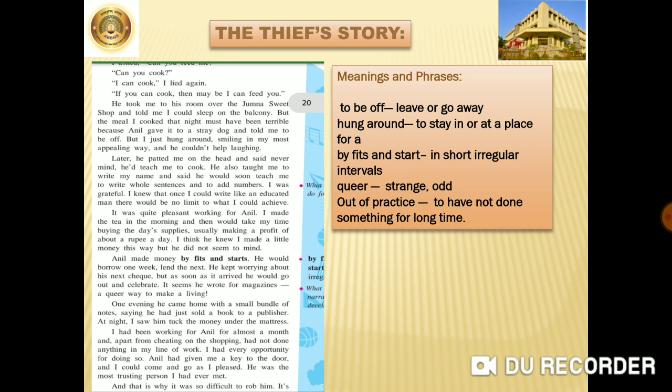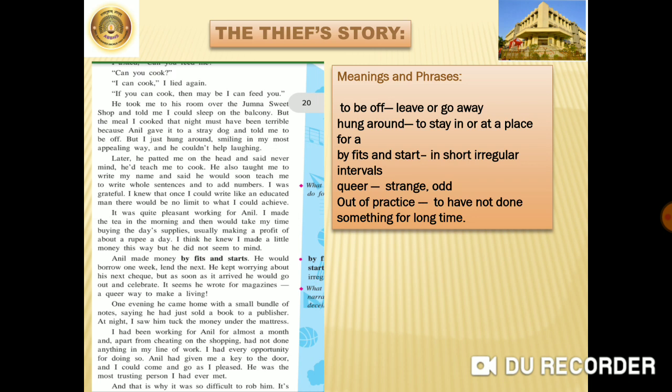And then the thought came to the mind of Hari Singh that once I am educated, if I know how to read and write and add numbers, I will fool people in a more educated manner. Further, it was quite pleasant working for Anil. I made tea in the morning and then would take my time buying the day's supplies.